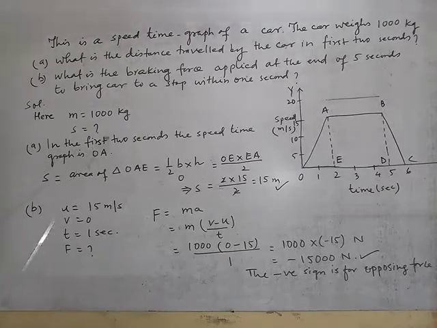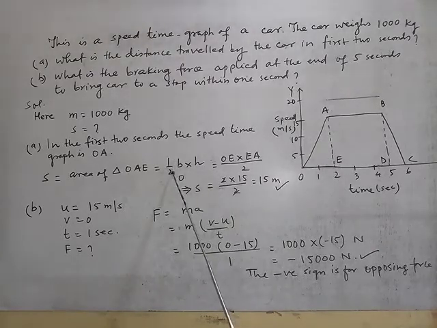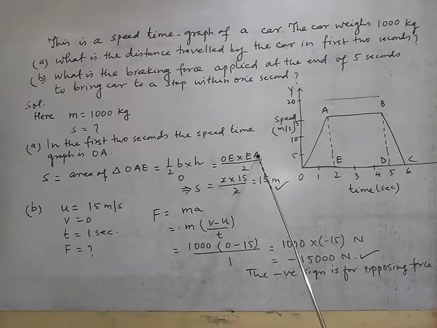In the first 2 seconds, the speed time graph is OA. This is OA, the speed time graph in the first 2 seconds. S is the distance. Distance traveled by the car is equal to the area of triangle OAE. This is a right angle triangle, so the area is half into base into height, where the base is OE and EA is the height.